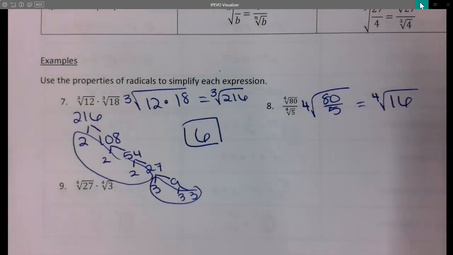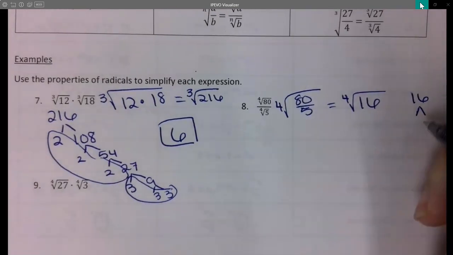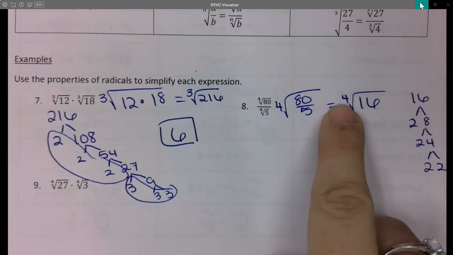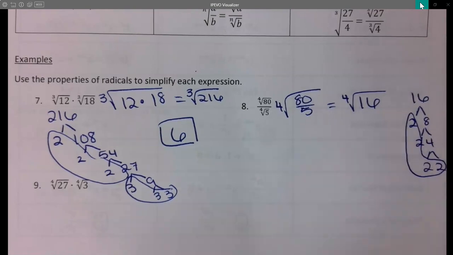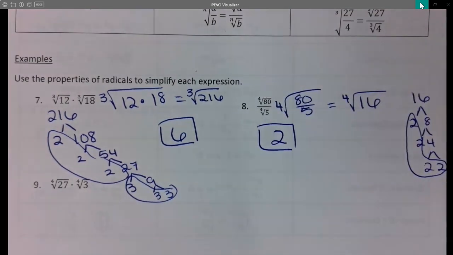And then I want to factor tree 16. That's off my screen. So I have 2 and 8, 2 and 4, and 2 and 2. Because of my index, I'm looking for groups of 4 of the same number. So I have 4 2s. So this one comes out nicely as well. This one is just 2.